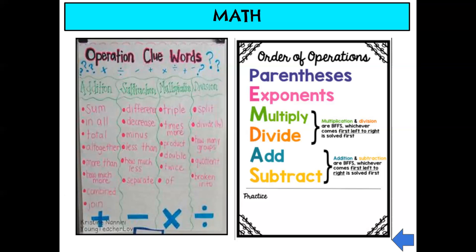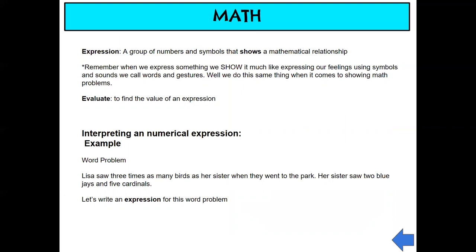So now, what is an expression exactly? An expression is a group of numbers and symbols that shows a numerical relationship. Remember, when we express something, we show it, much like expressing our feelings. When we express our feelings, we use symbols and sounds. We call those words or gestures. We write it out. When we are feeling something inside, we then interpret that in words by writing it down in our journal or speaking it to someone.